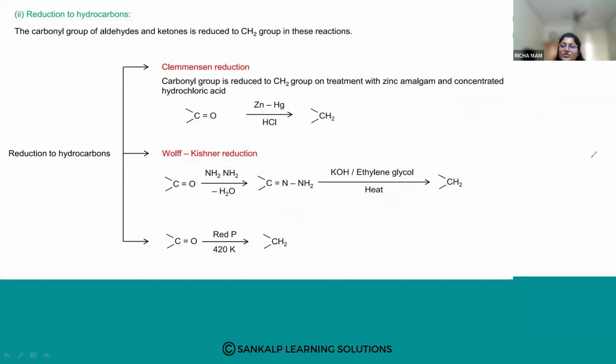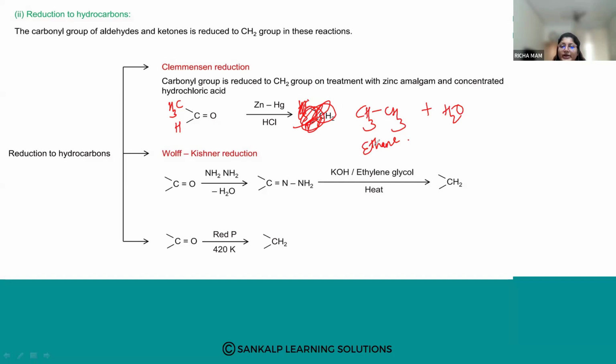So let us see an example. Let me take an aldehyde and a ketone. For Clemmensen reduction, let me take acetaldehyde. Acetaldehyde is CH3CH=O. In the presence of zinc amalgam and concentrated HCl, I am going to get CH3CH3 plus H2O. So this is the product which is formed. This is ethane.